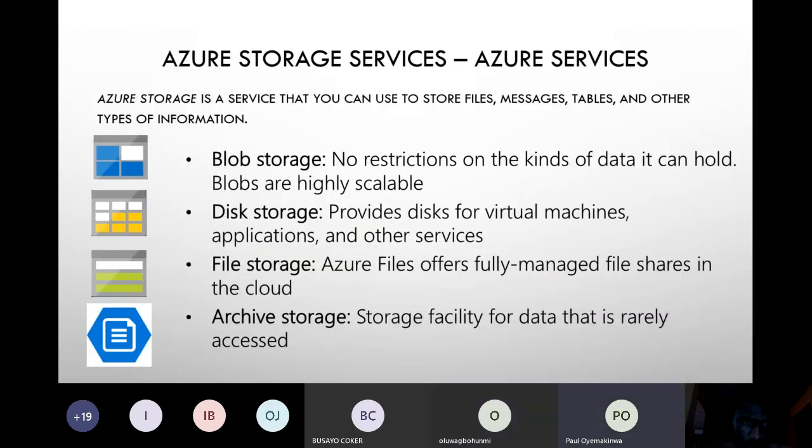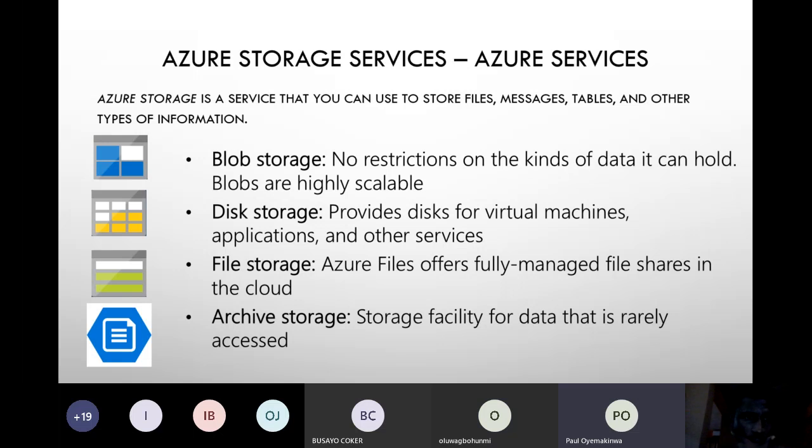Now, for Azure storage services, we have 4 types of services. We have blob service and blob storage, disk storage, file storage, and archive storage. Now I'm going to try to explain this for us to understand.